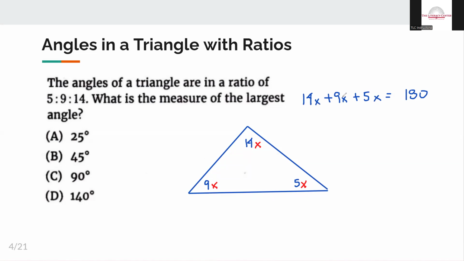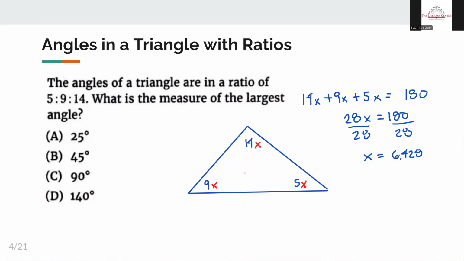So we can combine these like terms. We have 14x's and 9x's and 5 more x's. That is a total of 28 x's, and that equals 180. And then let's divide both sides by 28. You might be wondering, where are we going here? What is x? Well, x is just a multiplier that's going to help us figure out what those angles are.